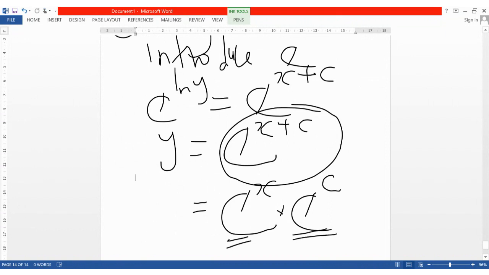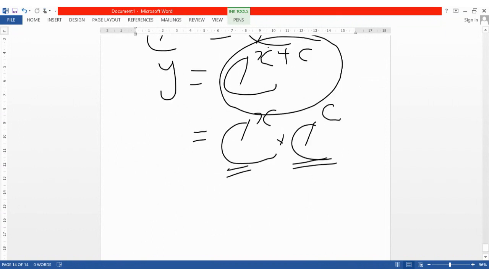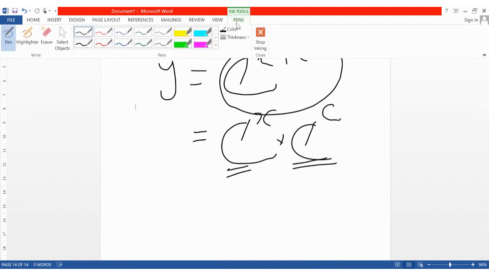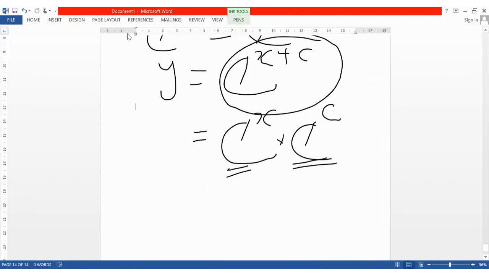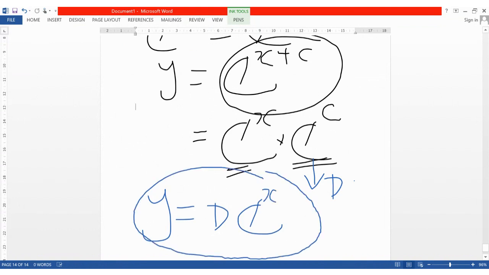Now I can call this exponential c another constant. I don't want exponential c; I can call it a constant, let's say d. So here I'll have y equals d exponential x. Instead of having that, I'll have a better constant d. So in some books you'll find y equals d exponential x. Why? Because I've used the laws of indices. When you have plus, you can separate them, and the exponential of c is still a constant.